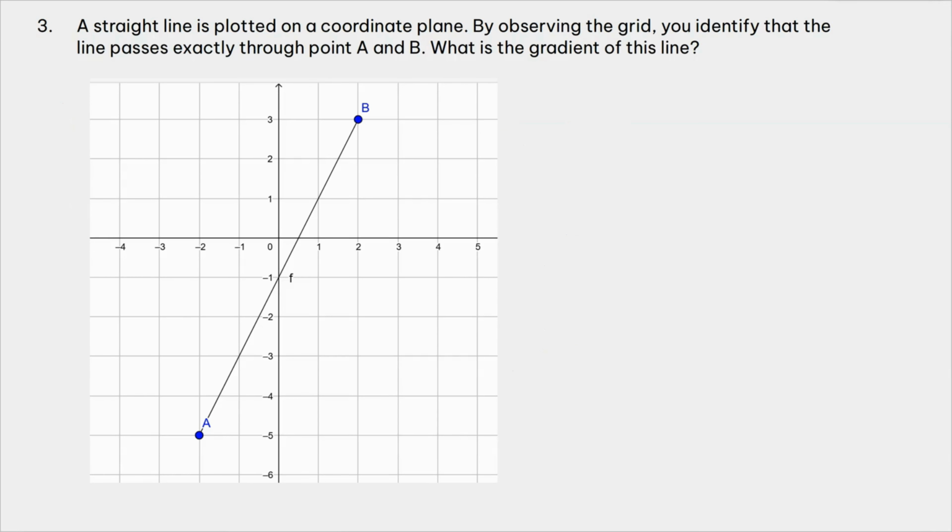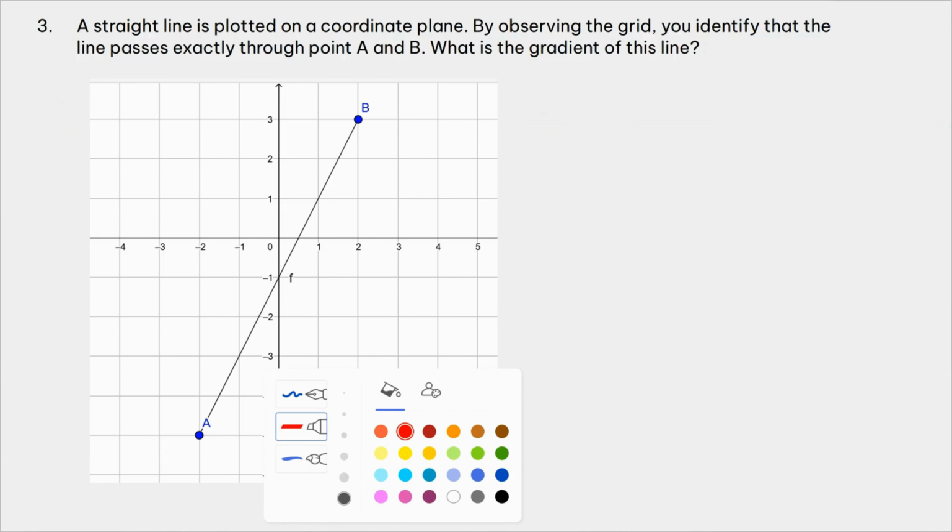And for the last one, a straight line is plotted on a coordinate plane. By observing the grid, you identify that the line passes exactly through points A and B. What's the gradient of this line? For us to find the gradient of the line, we must have the coordinates of those 2 points. So let's find the coordinates of those 2 points. You did this in your grade 8. And just for a recap, how do you find coordinates?